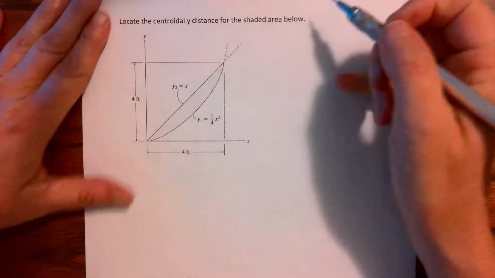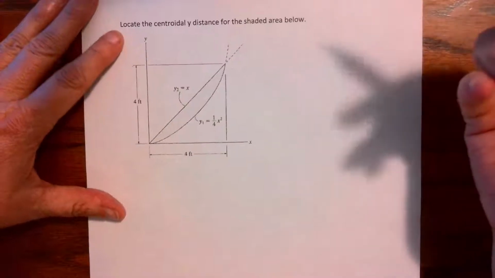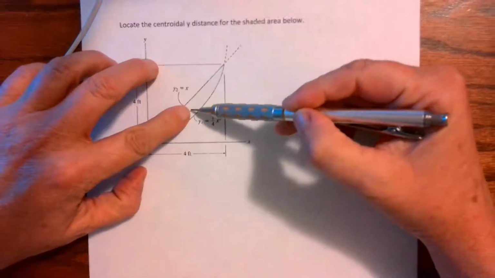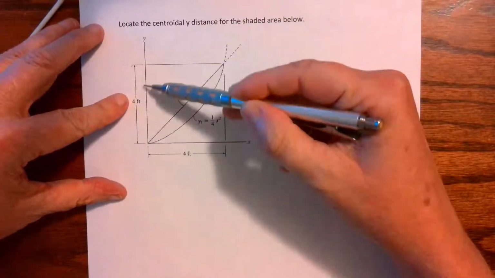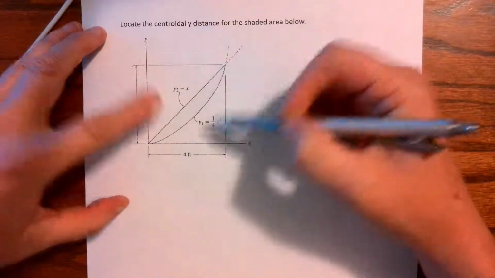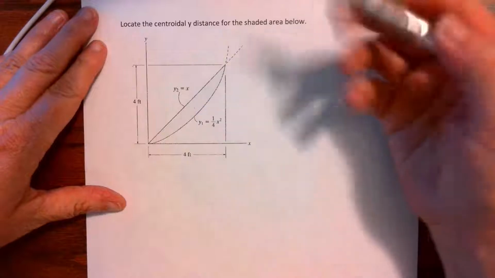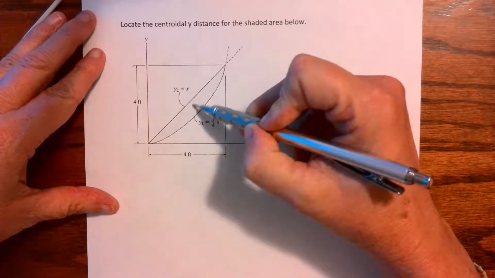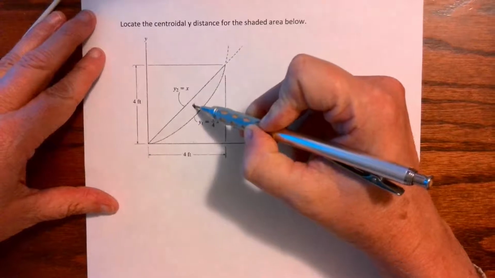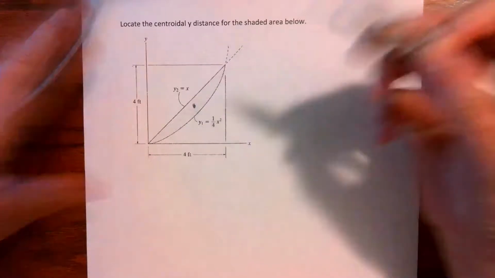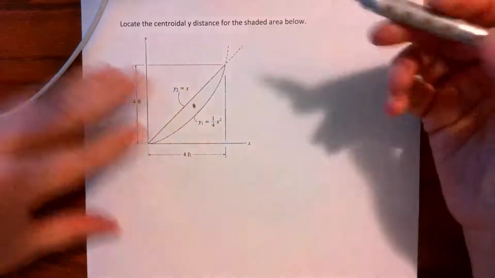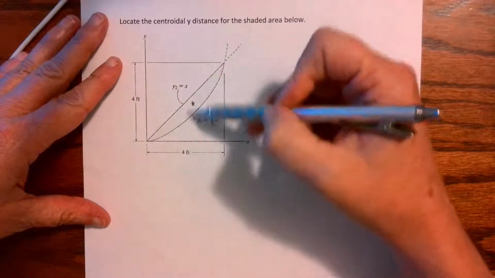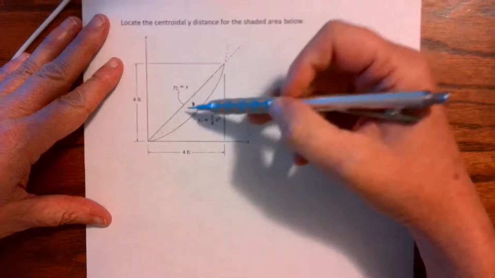Okay, so this is another example where we're going to be using integration to locate the centroidal y distance. So if we're going in the y direction, that's going to be going up, for the shaded area below. And if we look at this, my guesstimate is it's going to be somewhere in this position when I'm going up. The other thing to note is that before, in all of our examples, we were completely shaded in below or above.